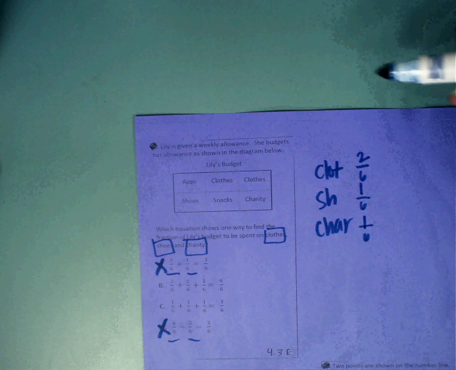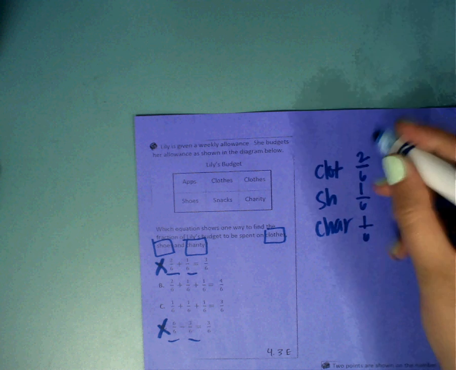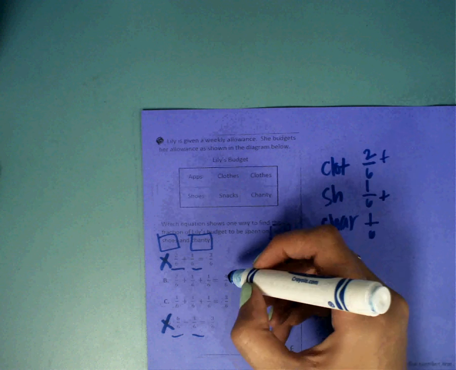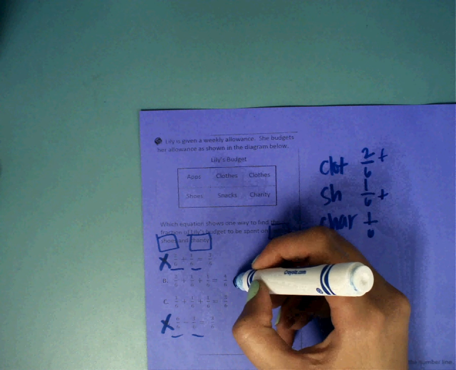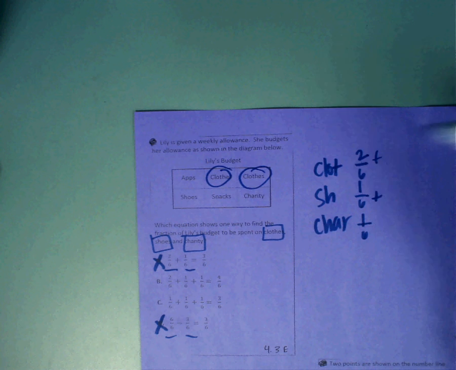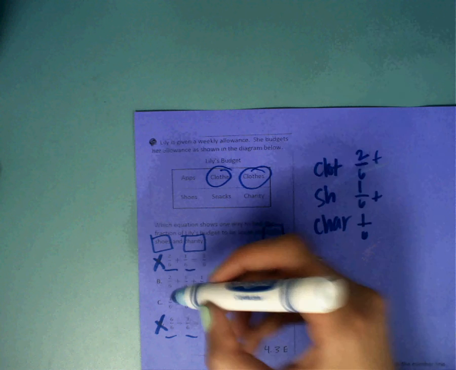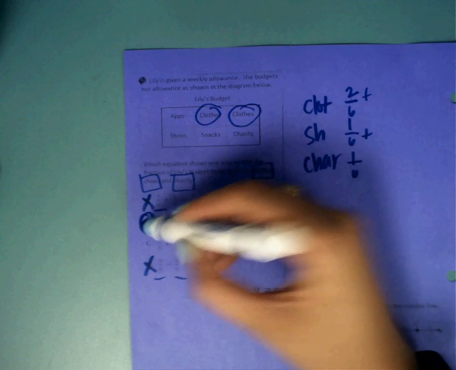Just 1. So they want to know how much money is going to be spent on all of this together. So am I going to be adding or subtracting? Adding. So I need to add 2/6 plus 1/6 plus 1/6. And if I do that, I see that 2 plus 1 is 3, 3 plus 1 is 4, so it looks like B is my answer. C is not my answer because, look, there's 2 clothes. If there's 2 clothes, then I have to account for both of them and make a fraction of 2/6, not 1/6. All right, so the answer is B.